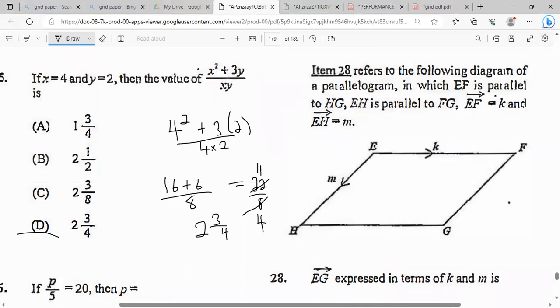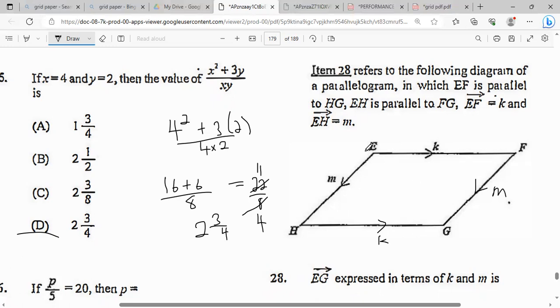All right, item 28 refers to the following diagram of a parallelogram in which EF is parallel to HG, and EH is parallel to EF, and that equals K. And EH equals M. Express E to G. All right, so two ways we can do it. Once it's parallel, I'm going in the same direction, so this is K also, and then this now would be M.